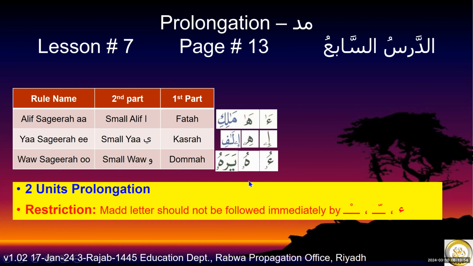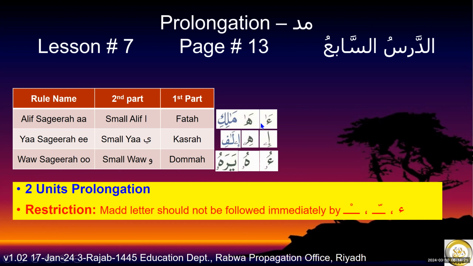So, this is the sagira letter here, alif. The sagira letter here is small ya. The sagira letter here is the small waw. So small alif, small ya, small waw. There is a restriction here. This small alif, small ya, small waw must not be followed immediately by hamza or any letter with shadda or any letter with the sukoon. So this is the restriction.